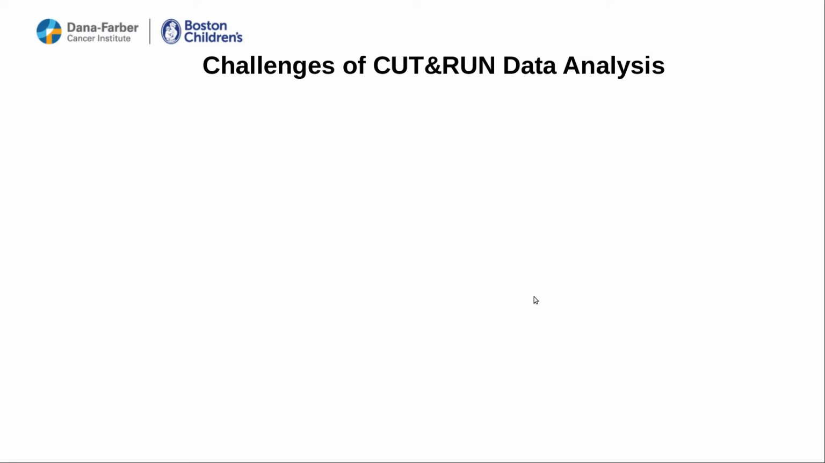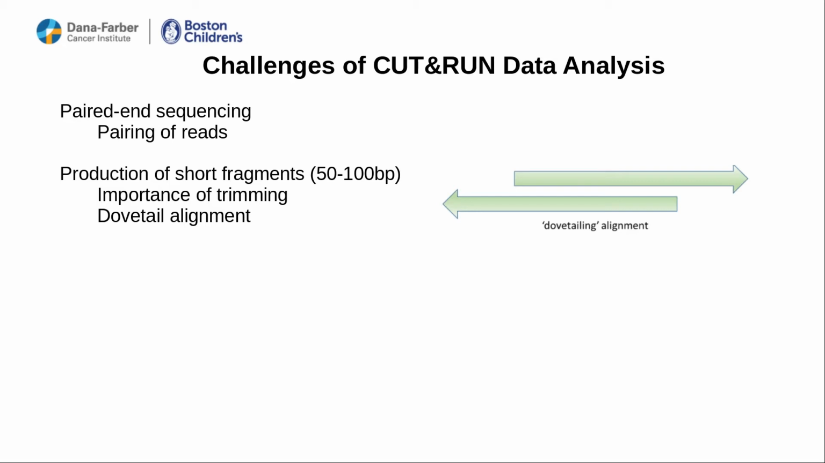However, CUT&RUN does present a few challenges. First, it is a paired-end sequencing technique, which requires a high percentage of pairing of reads. Second, it produces short fragments due to the fine cutting of the MNase enzyme. The fragment length ranges from 50 to 100 base pairs, and it is frequent that the fragments are shorter than the read length, presenting the possibility that some chunks of the read might be contaminated with adapter sequences.